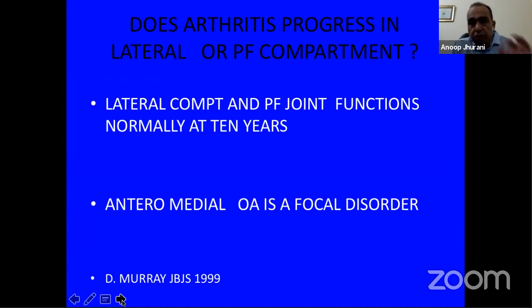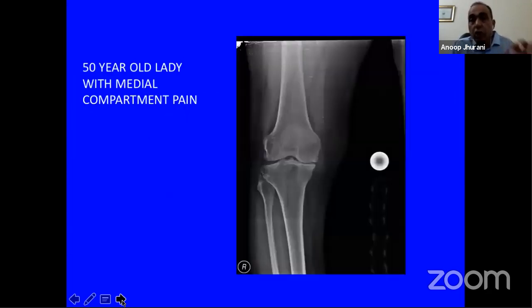So whenever you see bone-on-bone disease medially, don't jump to a total. Think about it, especially if it's a young patient or a very old patient. Can you do with less? And we can, with a good uni.